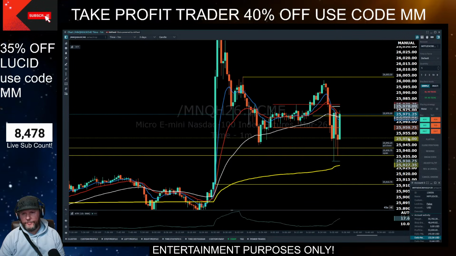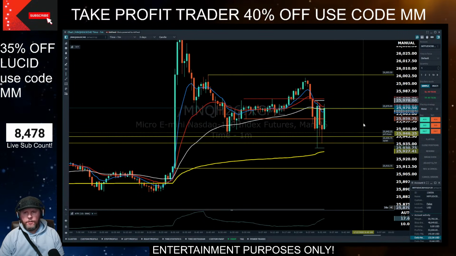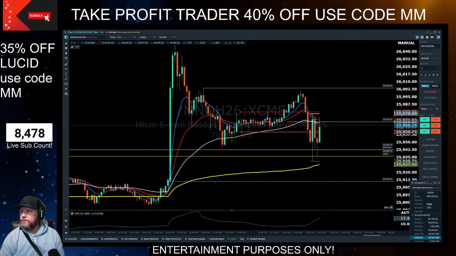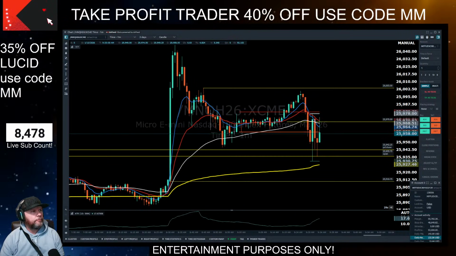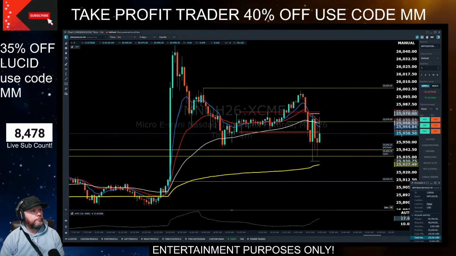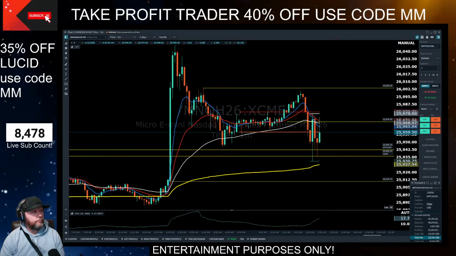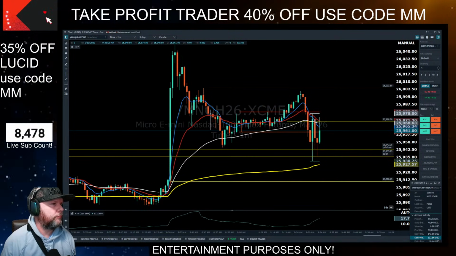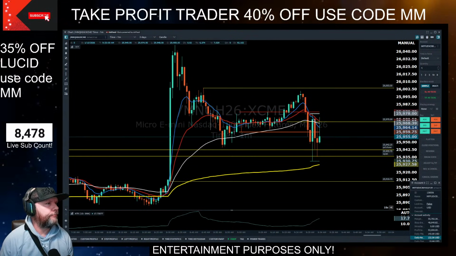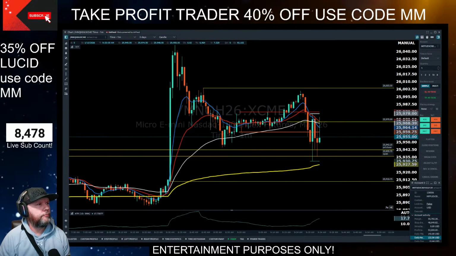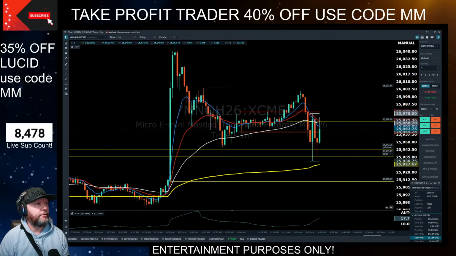All right, so I filled the gap down there. Filled the gap. ES is not bouncing here, by the way. Not doing anything. Yeah, Oracle, this is not really doing anything.